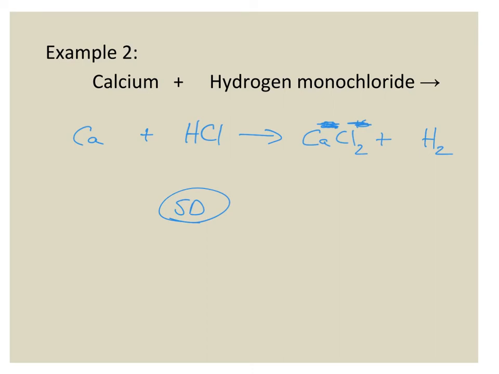Now I have to balance my equation. On the left side, I've got 1 calcium. On the right side, I have 1 calcium. So that's fine. But on the left side, I have 1 hydrogen. On the right side, I have 2 hydrogens. I need to put a big coefficient of 2 in front of the HCl so that I follow the law of conservation of mass. This now gives me 2 chlorines on the left side because I have 2 times 1, and this gives me 2 chlorines on the right side. I'm now balanced.